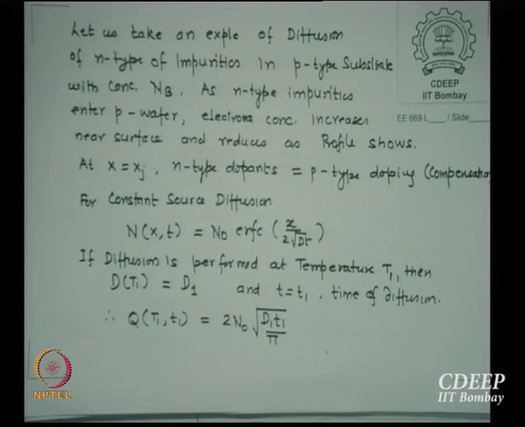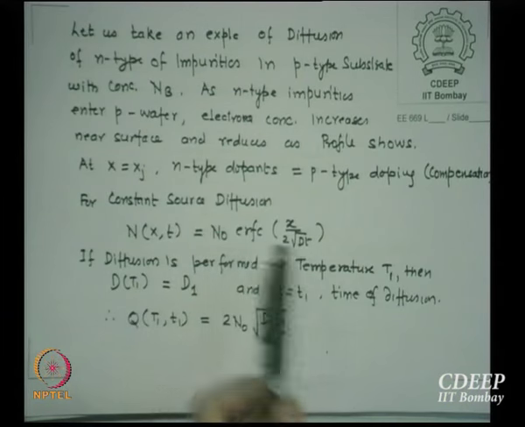Okay, let us take an example of diffusion of n-type impurity into a p-type substrate. N-type impurities enter the p wafer. Electron concentration increases near the surface and reduces as the profile shows. At x equal to xj, n-type dopant equals p-type doping, and this is called compensation. If they don't compensate, there is no junction. If they do not compensate, there is no point anywhere. P and N will actually merge everywhere, and there will be uniform ni. But it does compensate, and therefore you do get junctions.